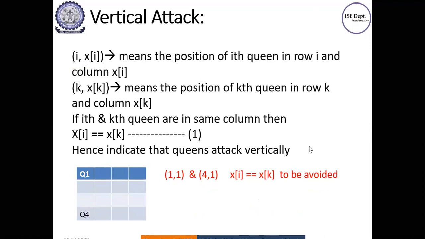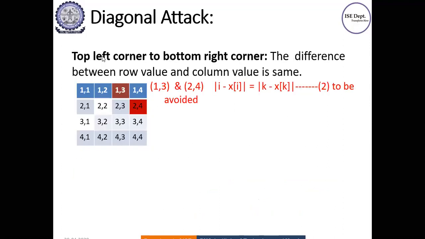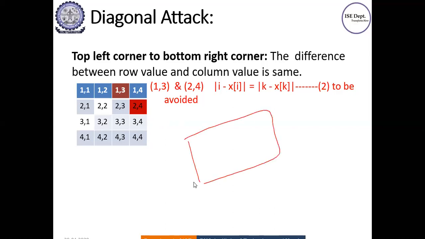Okay. The next one is the diagonal attack. The first concept under diagonal attack is top left corner to the bottom right. How will you avoid this? It is basically the difference between the row value and the column value. Is it clear? If the difference between the row value and the column value is the same, you need to avoid this. So here, what did they write? They wrote something like this.